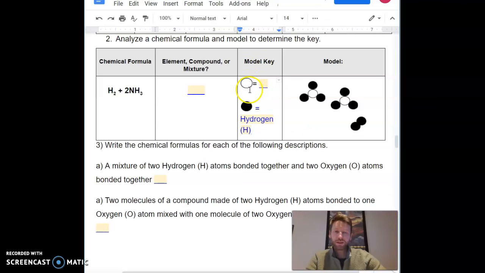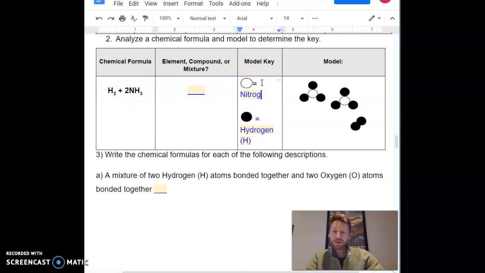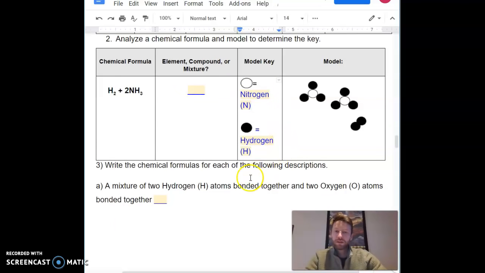Well, that means the circle that's not shaded in is one of those attached to 3 hydrogens. So I've got 2 molecules of one of these attached to 3 hydrogens. Let's look at our chemical formula. Well, a nitrogen is attached to 3 hydrogens, and I've got 2 molecules of that. So this must be nitrogen. Now, is this an element, compound, or mixture? Well, we've got 2 separate things in the same space, so it is a mixture.